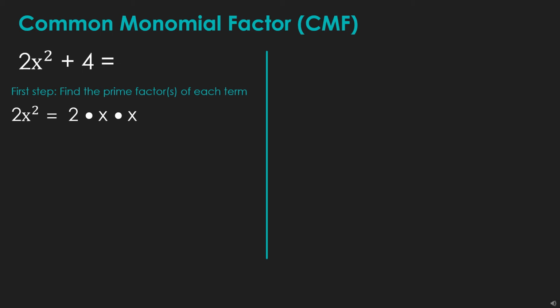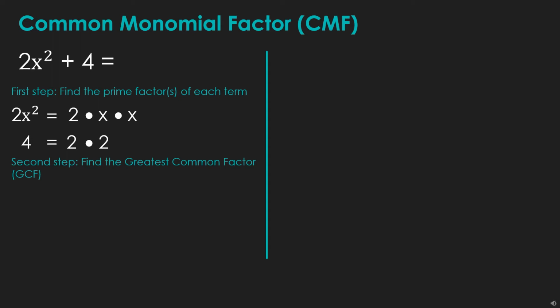The dot is the symbol for multiplication operator. So, instead of using the symbol x for multiply, we will use the dot symbol to avoid confusion whenever we use x as a variable. For the second term, 4, the prime factors are 2 and 2. The next step will be to identify the greatest common factor or the GCF.